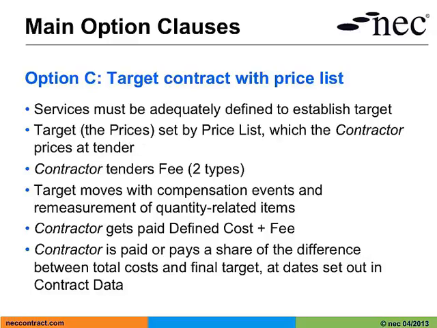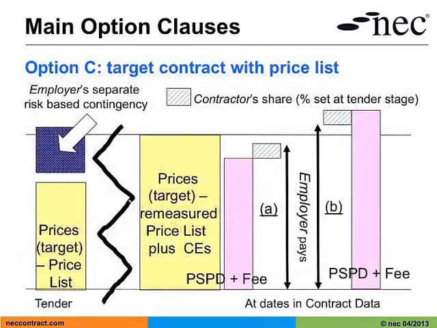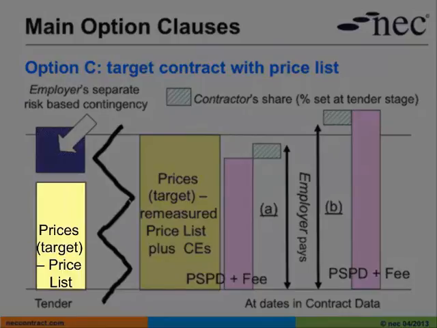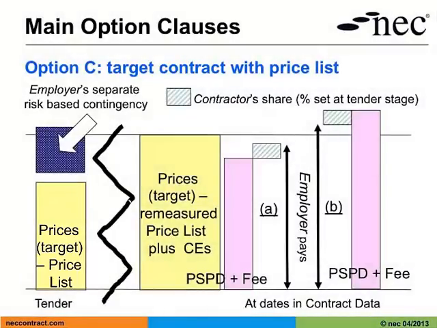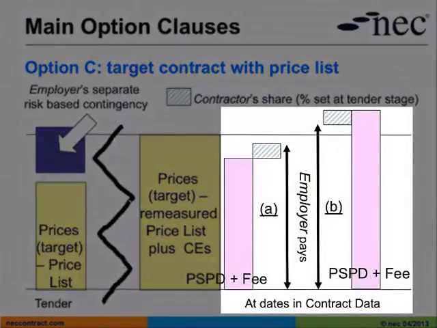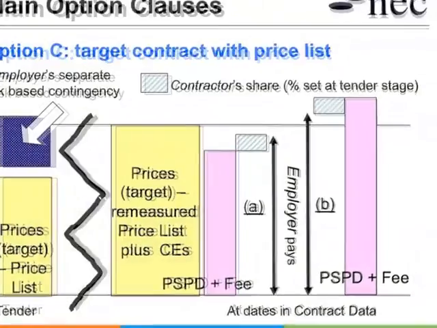The next slide is a diagram which helps to explain this process. So over at the left-hand side, we have our target, and the target, remember, is set by the price list which was tendered by the contractor at tender stage. Over at the right-hand side of the slide, at dates stated in the contract data, the service manager calculates any pain or gain share due to or from the contractor.